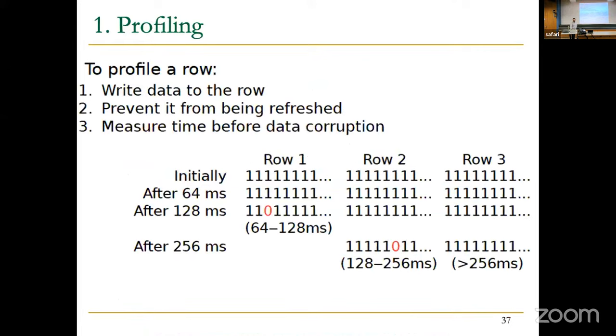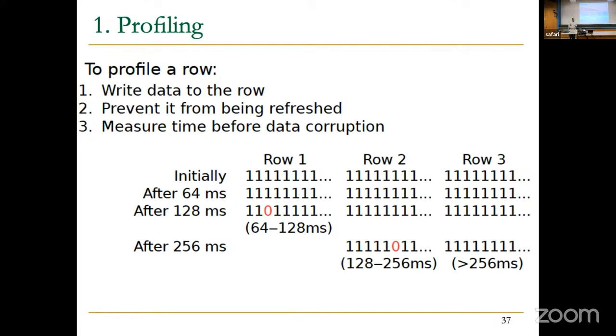Okay, so how do we do profiling in this RAIDR work? You basically write data to the row and prevent it from being refreshed. Basically, you disable refresh, wait for some time, and measure the time before data corruption. Unless you read the data from DRAM, you don't know if there's a bit flip or not, right? It's like Schrodinger's cat. And once you read the row, you actually refresh it, because activating a row already connects the bit line to the DRAM cell. And when the sense amplifier amplifies that signal, it already restores the charge in the DRAM cell. So you cannot run a test for an hour and every millisecond probe the cell to see if there is a bit flip, because every time you probe, you refresh the cell. So this is the challenge for this profiling.